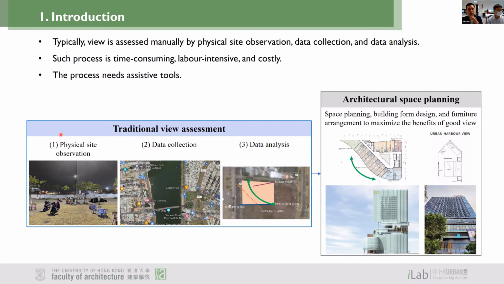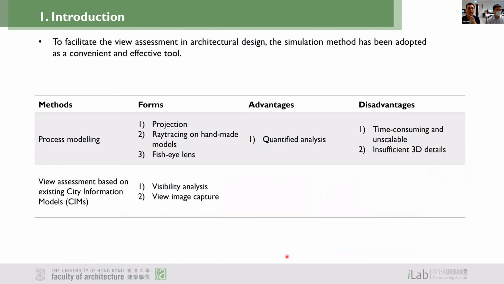So recently, simulation methods like process modeling have been adopted in architectural space planning. Typical methods include projection, ray tracing on handmade models, and fish eye lens. It is a kind of quantitative analysis, yes, but designers still have to process the modeling step by step, which is still time consuming, still unscalable. Its outcome also has insufficient details. That's why we have to find another choice.